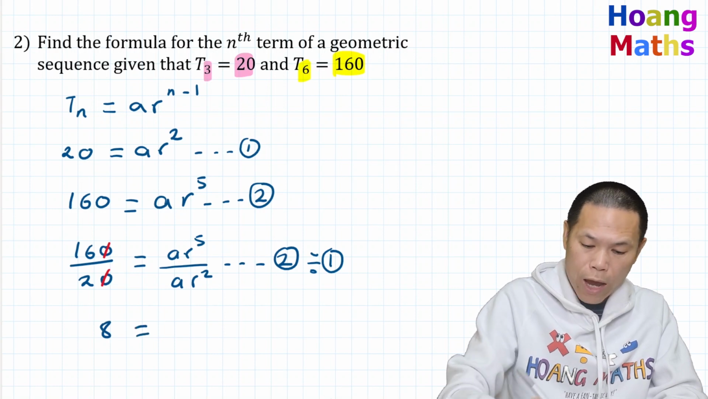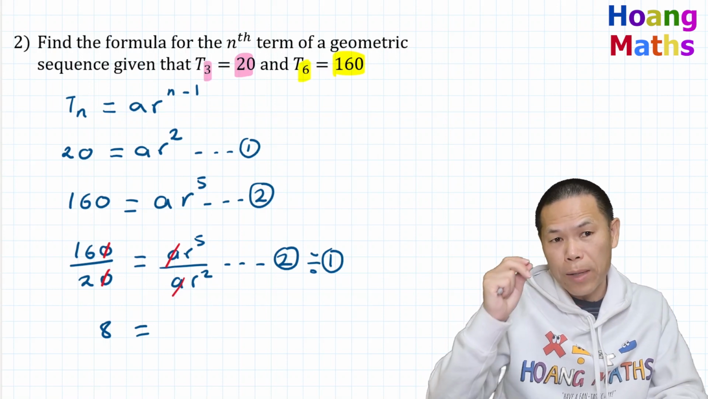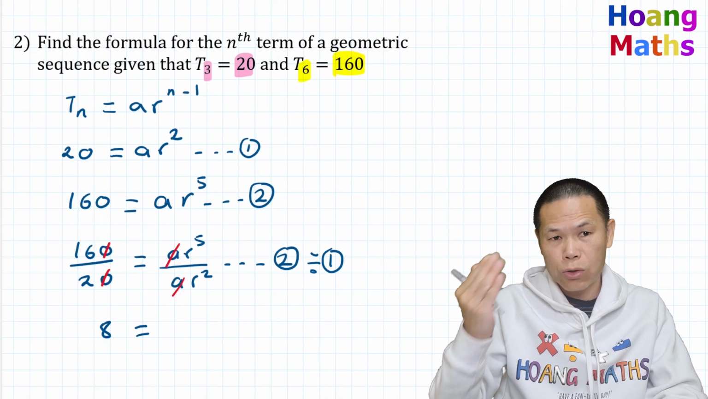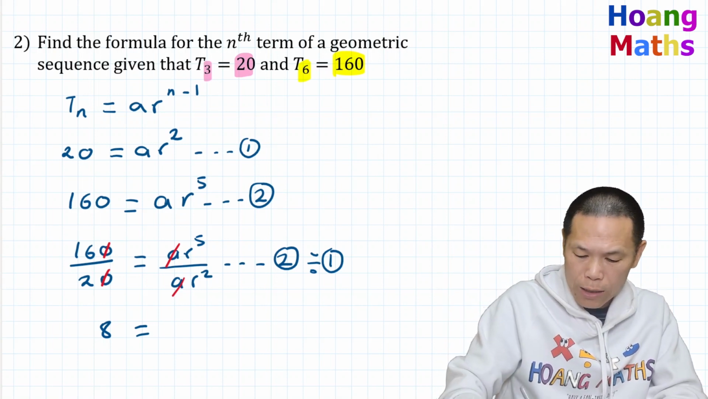And then now we have this 8 cancel out. So R power 5 divided by R squared. So we use index law. So 5 minus 2 gives me 3. So R power of 3.